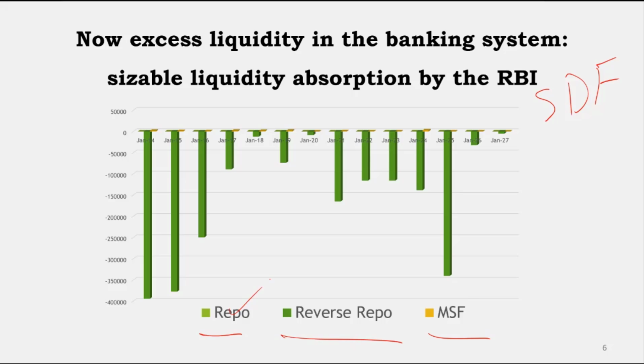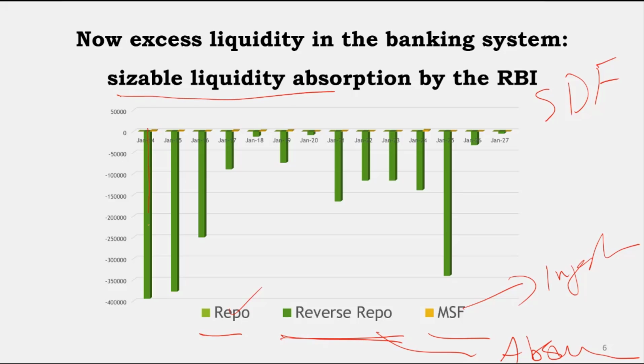We mentioned that there is no repo operation right now. The RBI is not giving funds to the banks under 1 day or overnight repo. The next one is reverse repo operation, a liquidity absorption instrument, and the next one is the marginal standing facility, which is a liquidity injection instrument. From the diagram you can see that the liquidity scenario in the economy is dominated by the RBI's reverse repo operations, or absorption of liquidity from the banking system.